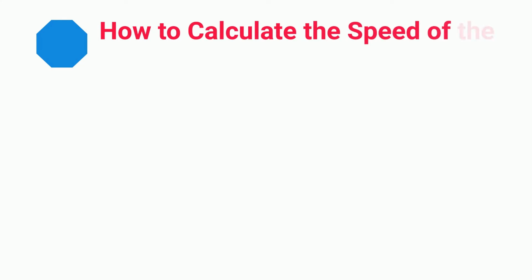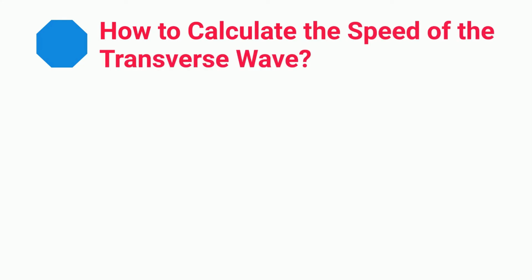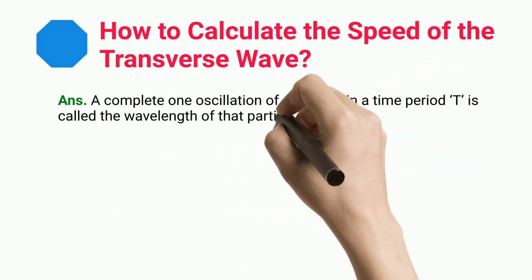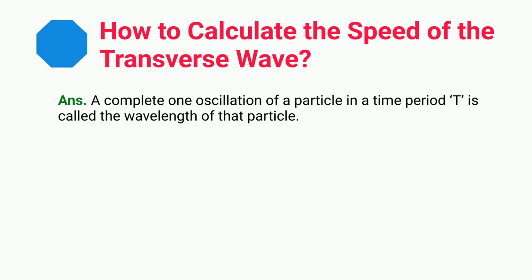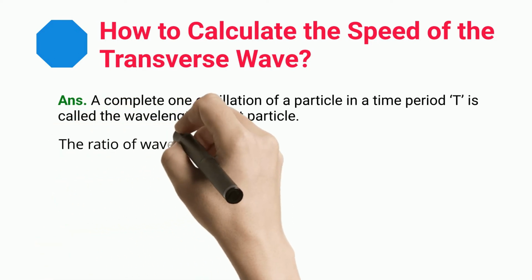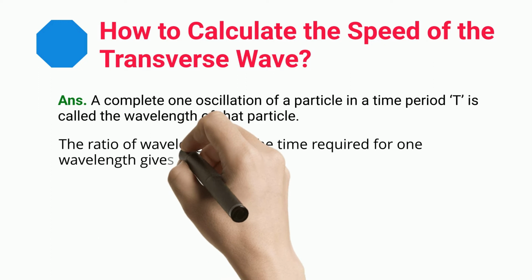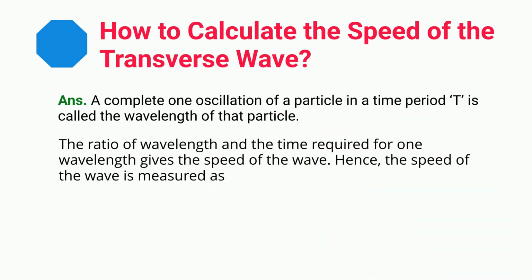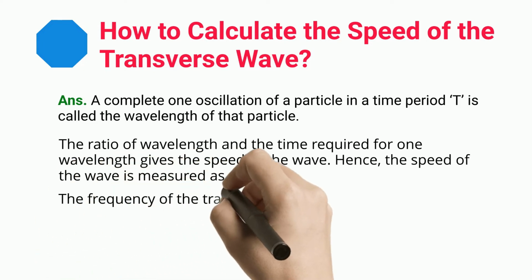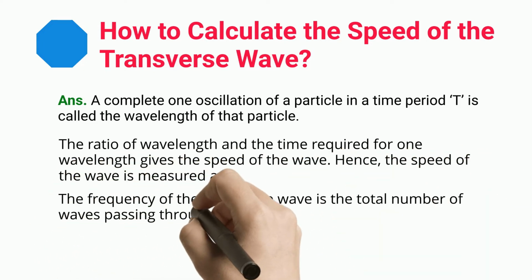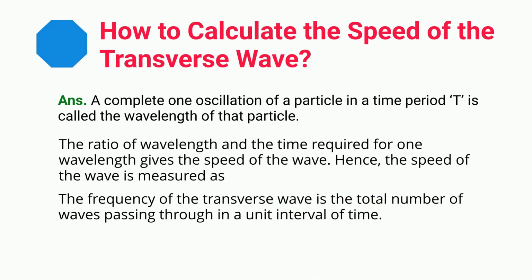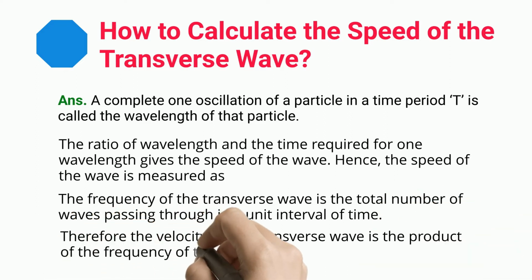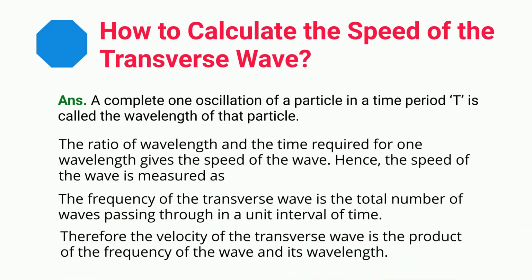How to calculate the speed of a transverse wave? One complete oscillation of a particle in a time period, T, gives the wavelength of that particle. The ratio of wavelength and the time required for one wavelength gives the speed of the wave. Hence, the speed of the wave is measured as the frequency of the transverse wave, which is the total number of waves passing through in a unit interval of time. Therefore, the velocity of the transverse wave is the product of the frequency of the wave and its wavelength.